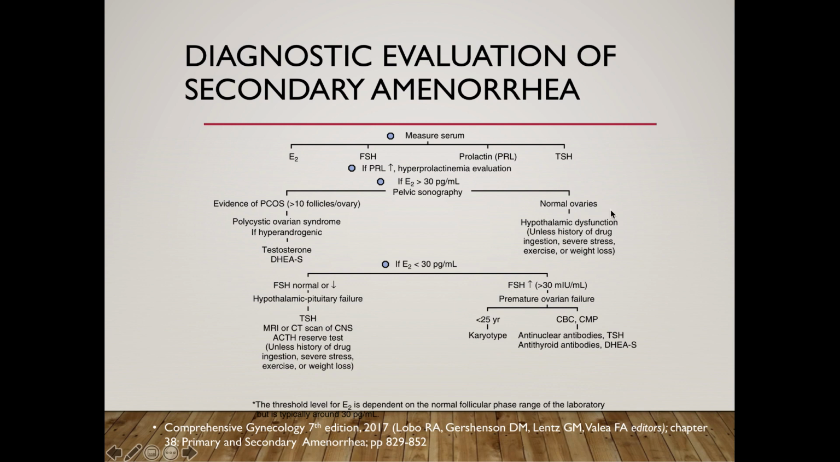If there are normal ovaries on ultrasound, then patient could have a hypothalamic dysfunction. Unless, of course, there's history of drug ingestion, severe stress, exercise, or weight loss. Now, if the estradiol levels are less than 30, then look at the FSH levels. If the FSH is normal or decreased, then patient may have hypothalamic pituitary failure. If the FSH levels are high, then patient may have premature ovarian failure.